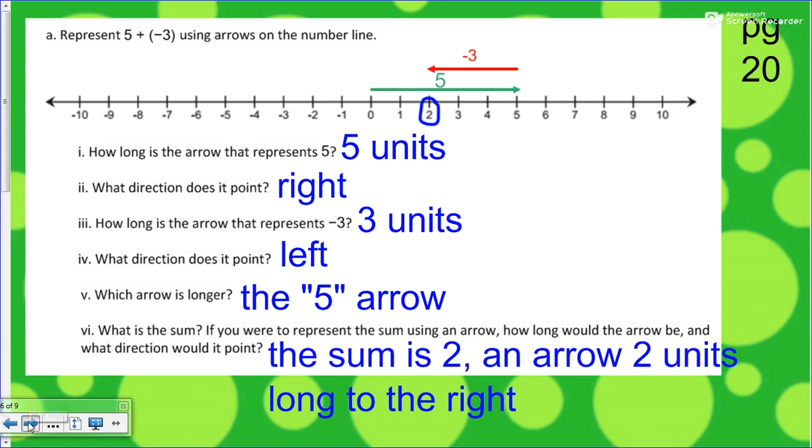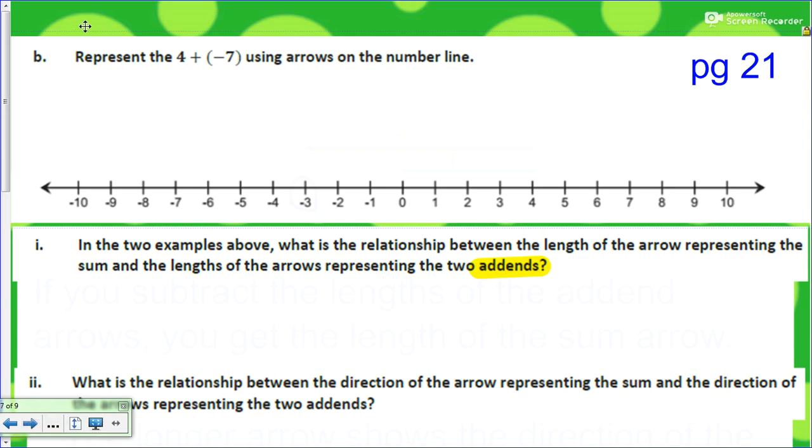On page 21, you have another diagram to draw. Just represent the 4 plus -7. Once you're done doing that, play your video again. We'll talk about that diagram and the questions underneath it. So just pause it for a quick second, do that diagram, and then hit play again.